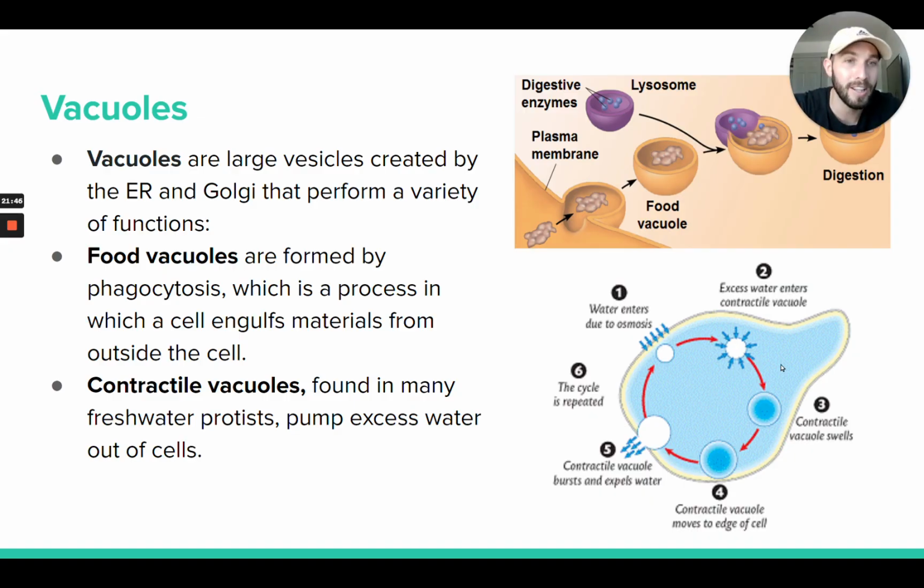It also helps to make sure that the cell doesn't fill up with too much water and explode. So sometimes these cells are in environments where there's just a bunch of water through osmosis going into the cell, and these cells need to get the water out before they explode and fill up with too much water. So those are contractile vacuoles.